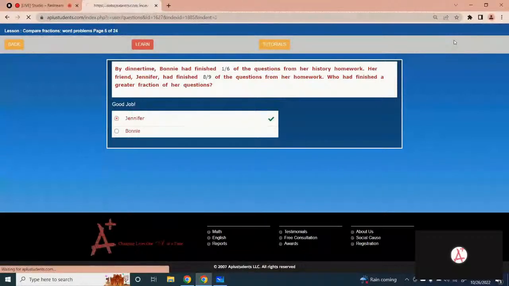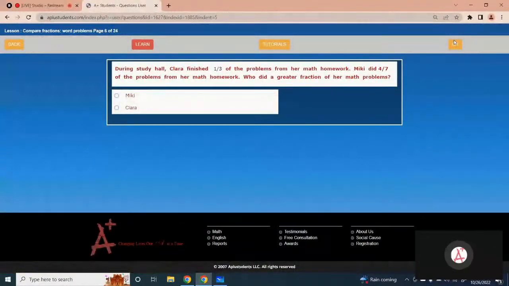Very good. Okay, the next one is: during study hall, Clara finished 1/3 of the problems from his math homework. Mickey did 4 by 7 of the problems from her homework. Who did a greater fraction of her math problems?